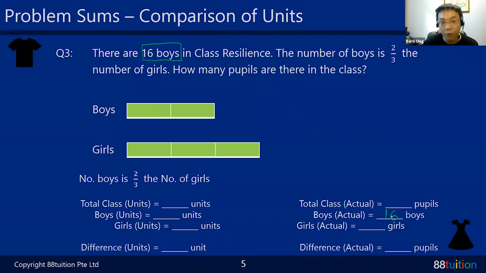Look, 16 boys. Can you see? So we have 16 boys, put under the 16 boys. Then here comes the clue. What's the clue? The clue is this fraction here. Number of boys is 2/3 the number of girls.